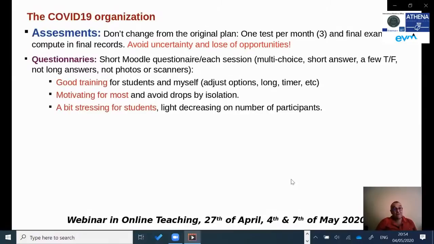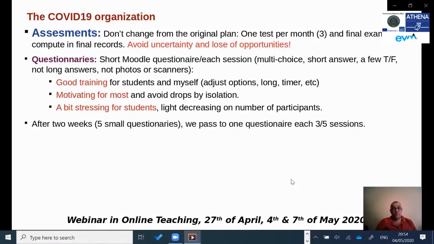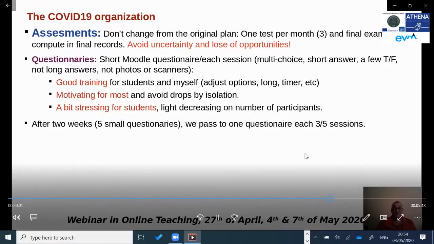But I recognize that at the beginning this generated a bit of stress for the students. I identified a slight decrease in the number of participants at the same time that other subjects started to propose activities, and people started to feel more engaged and more overwhelmed. After two weeks with five small questionnaires, I decided to reduce the number of questionnaires and post one every three or five sessions, every week or two weeks.